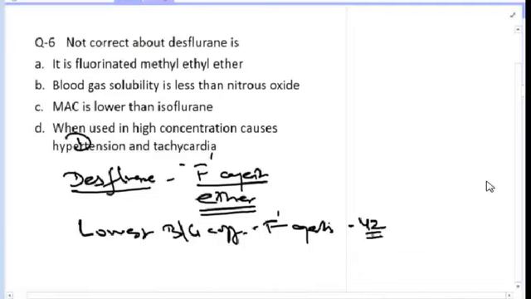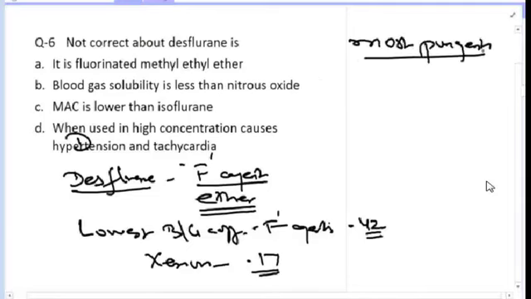Now the lowest blood gas coefficient among all inhalational agents is xenon, 0.17. Lowest blood gas coefficient among fluorinated agents is desflurane. Now please remember, lower the blood gas coefficient, faster is the induction and recovery. Now desflurane is most pungent smelling inhalational agent.